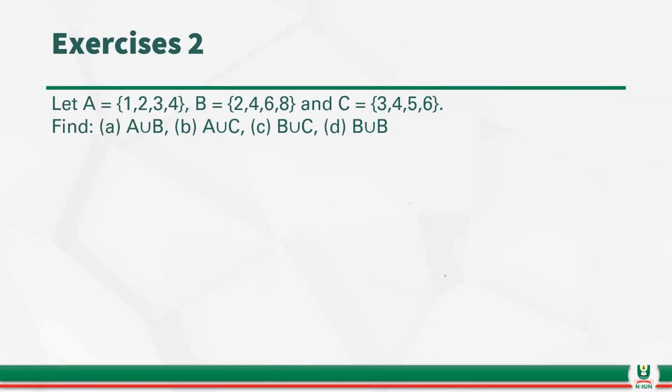All right. What is B union B? 2, 4, 6, 8. Which means B union B is also B. Do you agree? Yes, sir.